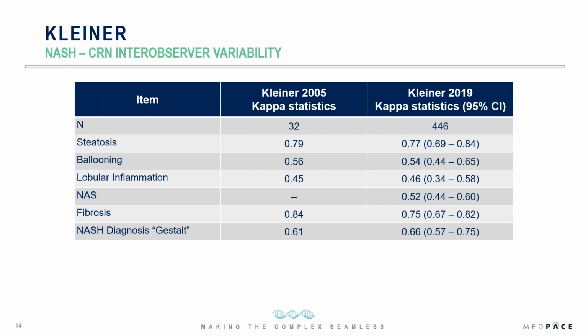In 2005, when they first came up with the scoring system, remember their criteria was a kappa of greater than or equal to 0.5. Steatosis did pretty well at almost a 0.8. Ballooning made the cutoff at 0.56. Inflammation at 0.45. They didn't do kappa on the NAS score. And fibrosis, they did a really nice job, 0.84. And here we go with that diagnosis, or the gestalt that I've heard many of our pathologists use in describing their pathology review, the diagnosis of NASH at 0.61.